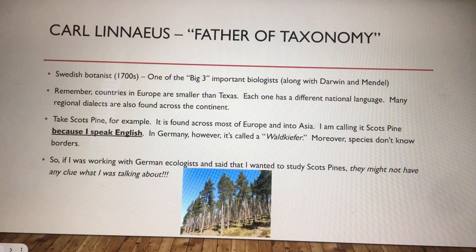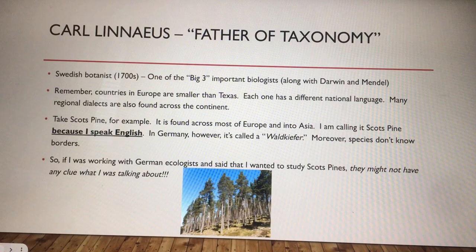So what you got to remember here is that those countries in Europe, for the most part, are smaller than Texas. So nations have borders, right? But species typically do not. So I gave you an example here. I use the word Scots pine, right, which is a species of pine tree found throughout Europe and into Asia. Okay, but I speak English. That's why I call it Scots pine. But obviously in Germany and Italy and other countries, right, they have different words for it.